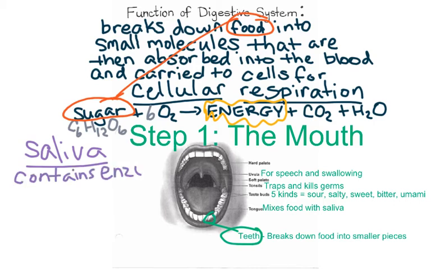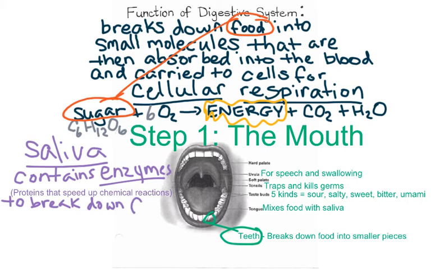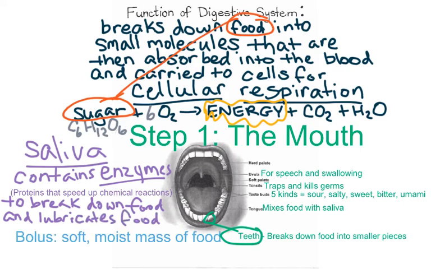So your saliva contains enzymes. Those are proteins that speed up chemical reactions. Those enzymes break down food, and saliva lubricates that food. What you're left with is a substance known as bolus, which is a soft, moist mass of food that your body creates and actually swallows. So that's step 1. Now let's go on to step 2.